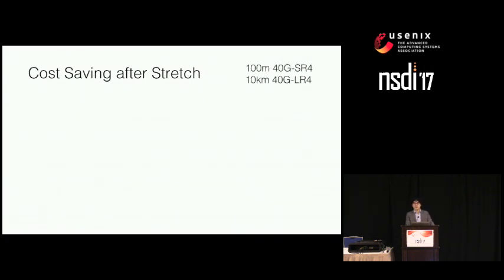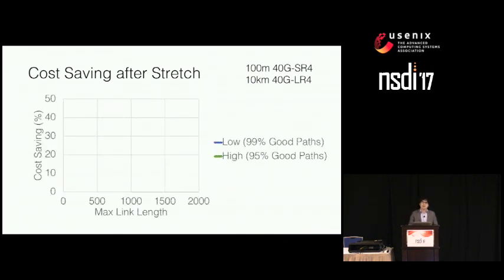We assume the network uses a mixture of 100-meter 40G technology and a 10-kilometer 40G technology, since these two are the only two technologies specified in the IEEE spec under 10 kilometers. We study two types of stretch. One is a low stretch that makes sure at least 99% of data center network paths are as reliable as today, which means every link will have a bit error rate of less than 10 to the negative 12. The other is the high stretch, which ensures only 95% of data center paths are as reliable as today. And the high stretch will have a higher cost saving than the low stretch.